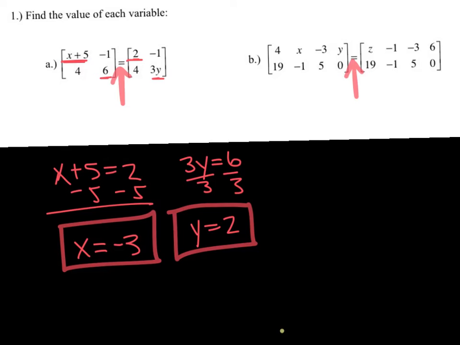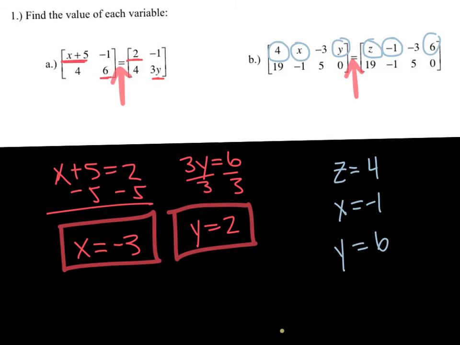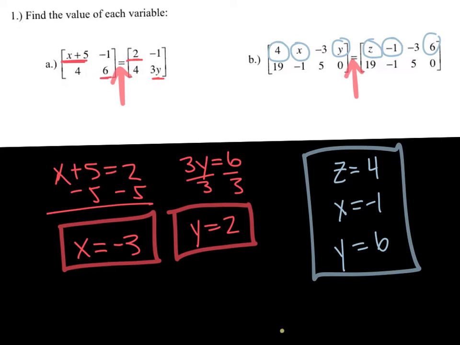So if we look at letter B, if we're trying to find y, y corresponds with 6, x corresponds with -1, z corresponds with 4. So in that one, there's not even any solving to do. It's just a matter of understanding which spots correspond with which spots. And y is 6. So that's not too bad. So let's look at adding and subtracting these.